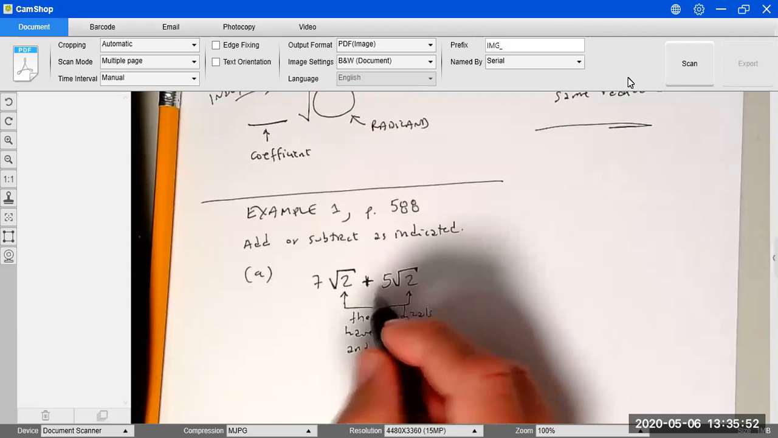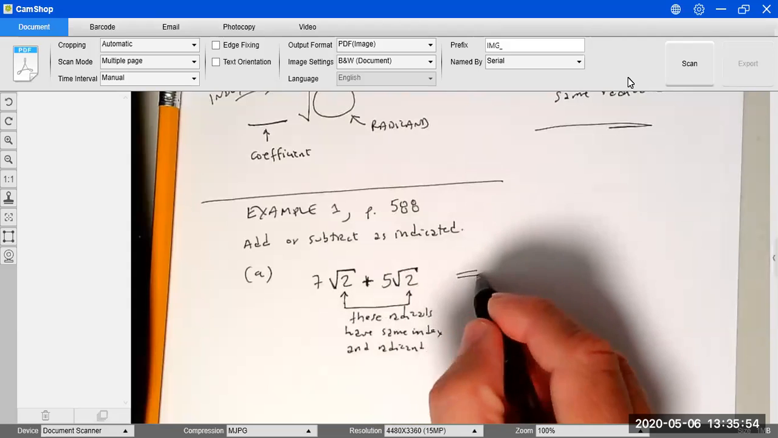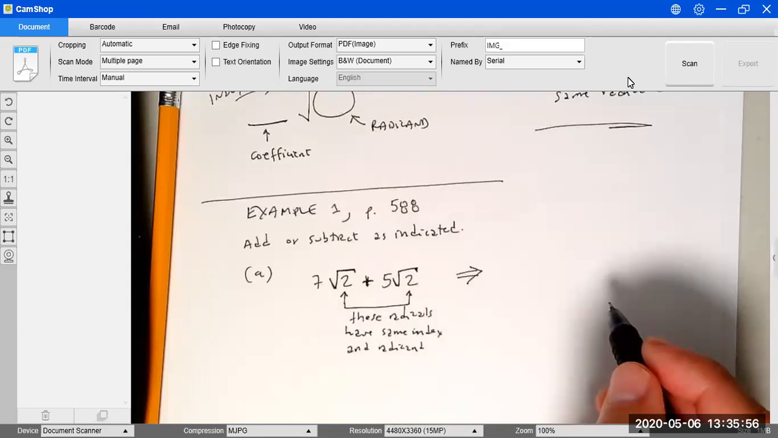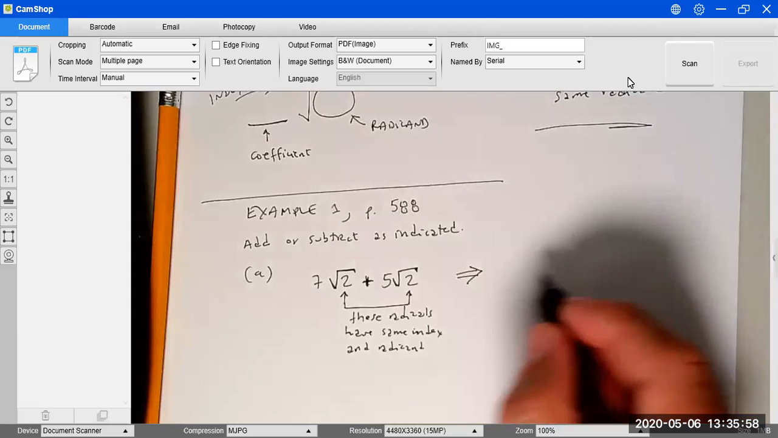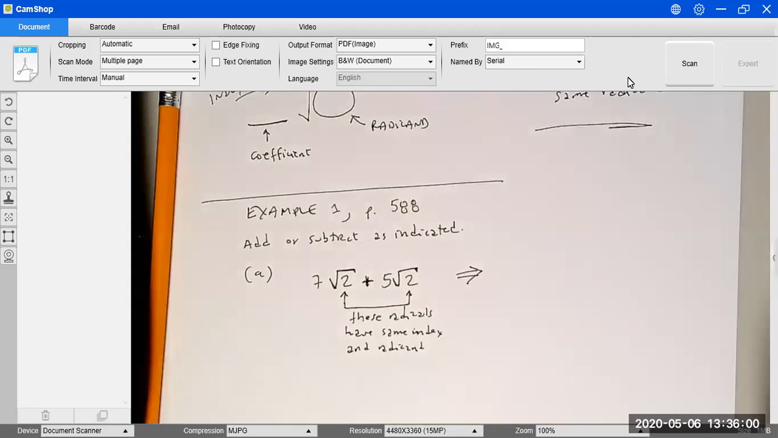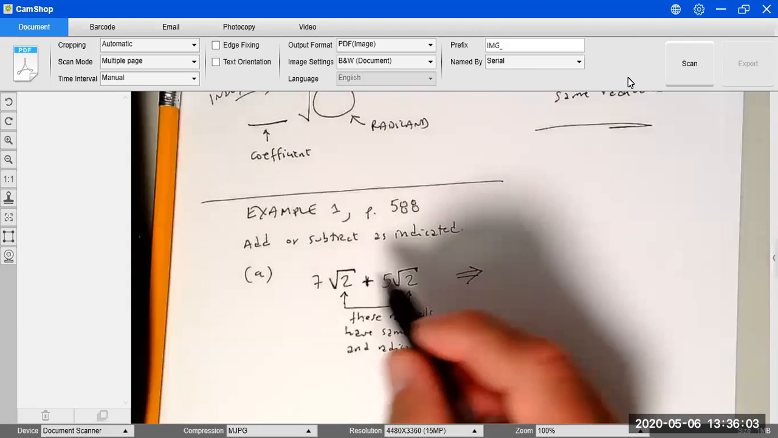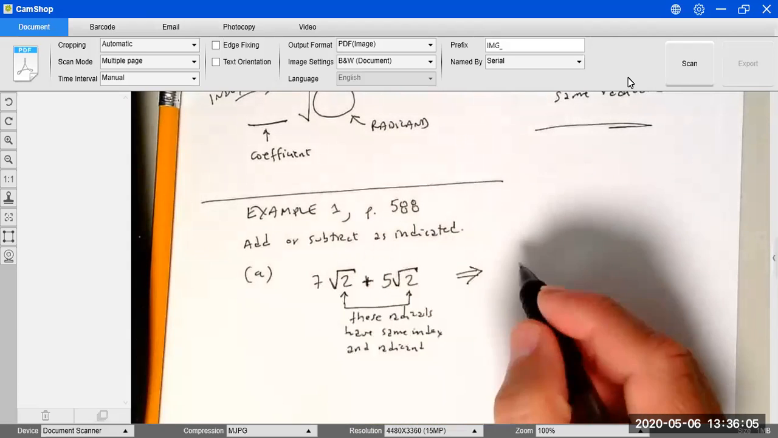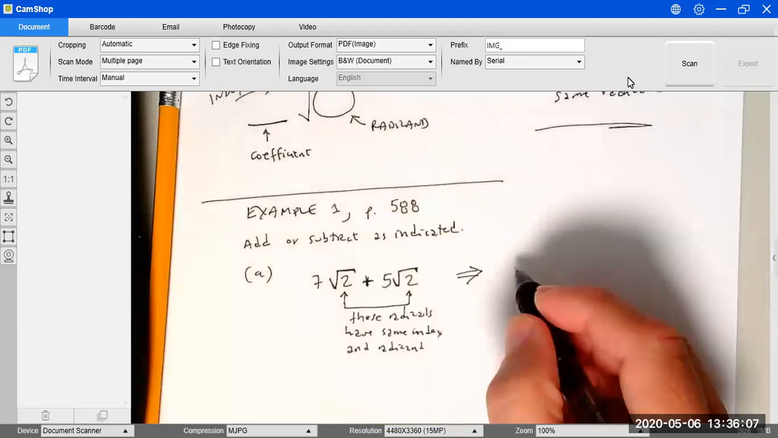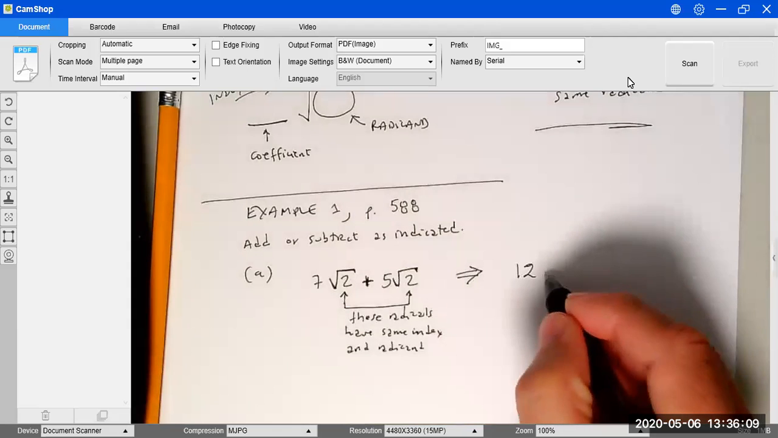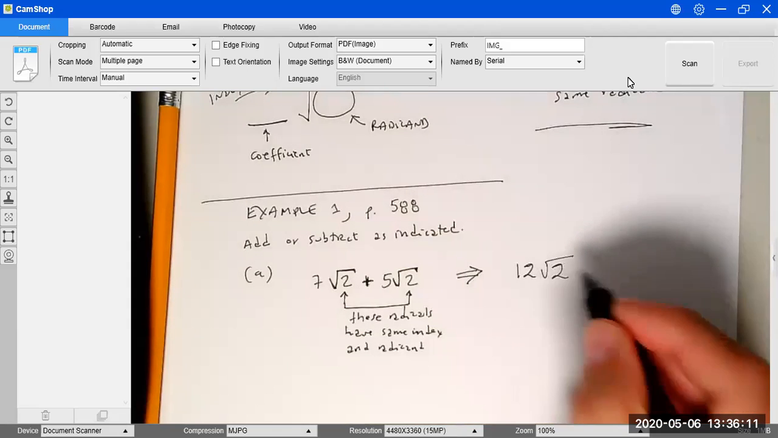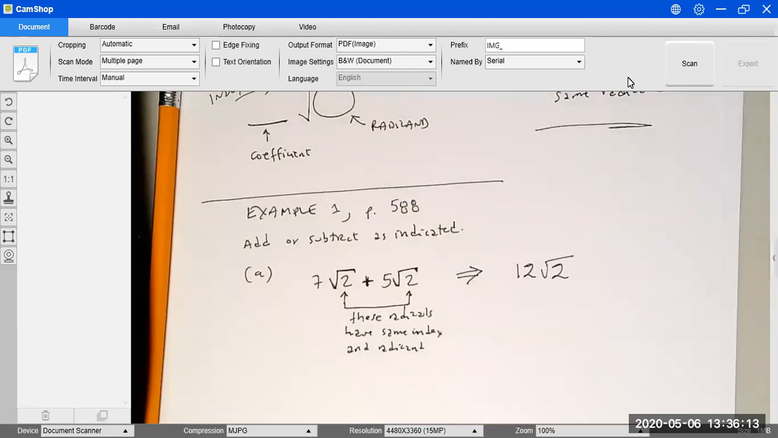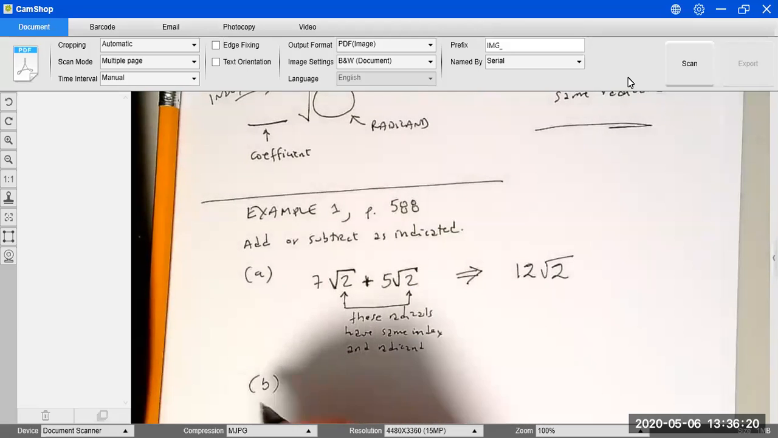When you combine like terms, usually what you do is you combine the coefficients. You work on the coefficients. The coefficients here are 7 and 5. So you add 7 and 5 and you get 12, and then you just write the radical. So that's the answer for this first exercise. Then I have another one.